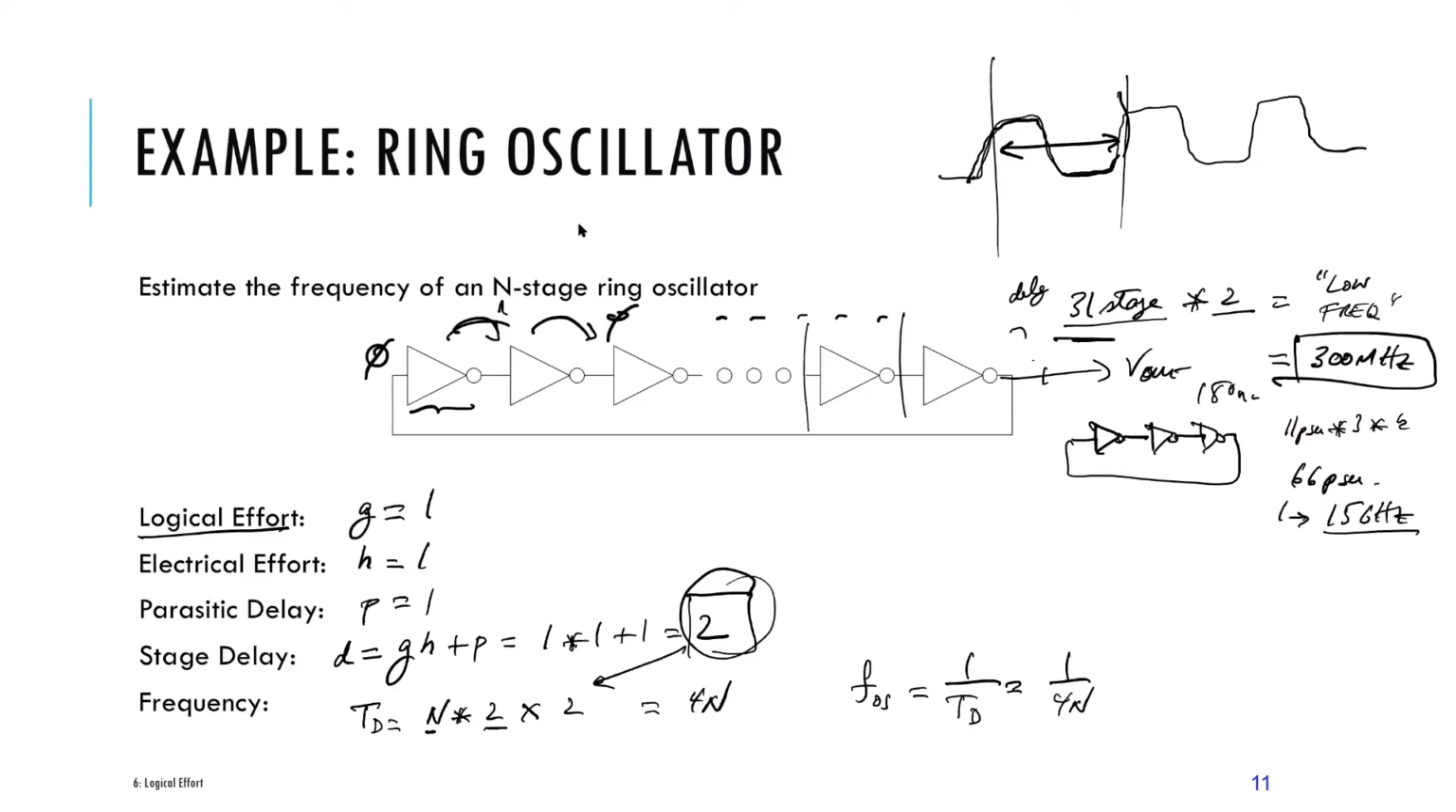Or 1 over 4N tau, if you want to come up with a number. So let's say if you had a 31 stage inverter, N would be 31. And let's say it's in a 180 nanometer process, so tau, which I had this approximation of 11 picoseconds. Okay, so what is that? The t delay is 31 times 2.